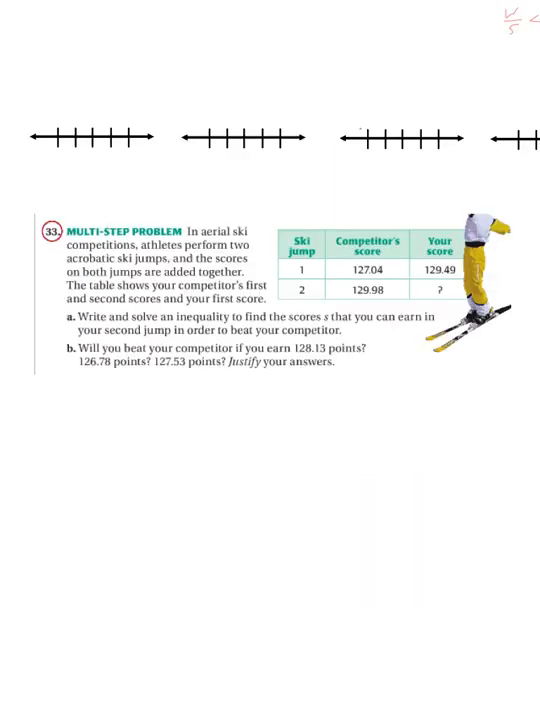Good luck. Now on this last one, it says in aerial ski competitions, athletes perform 2 acrobatic jumps, or ski jumps, and the scores on both jumps are added together. The table shows your competitors' first and second scores and your first score. So they've made both their jumps right here, and you've made one of your jumps so far over here, and you're about to make the second one. You're trying to figure out how much you're going to need to beat them. As it says here, to figure out what you need for your next score to beat them, you're going to have to add their scores together.